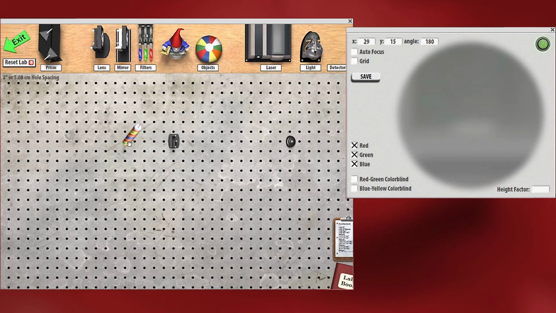What if I put it at the focal point? What's the result? So if I put it at the focal point, there's no image no matter where I look. Those are interesting results. Where are those used in the real world?